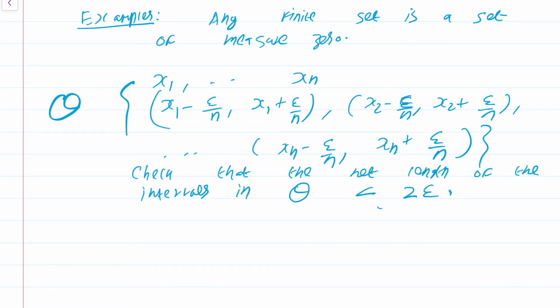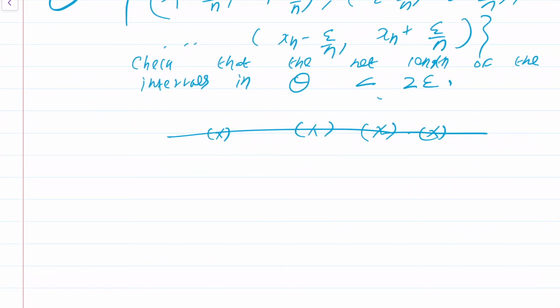Okay. Please check this. So that really doesn't matter. The factor of 2 really doesn't matter. So any finite set, I can just look at this finite set and keep making these covers, these open intervals around this finite set smaller and smaller to make sure that the net sum is less than epsilon. This can always be done. So any finite set is automatically going to be a set of measure 0.